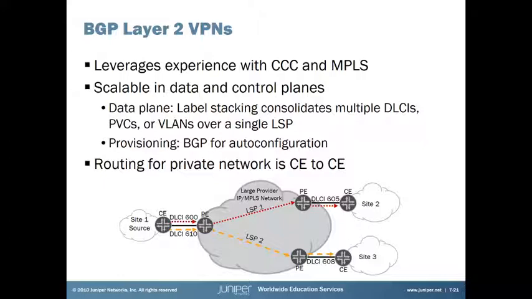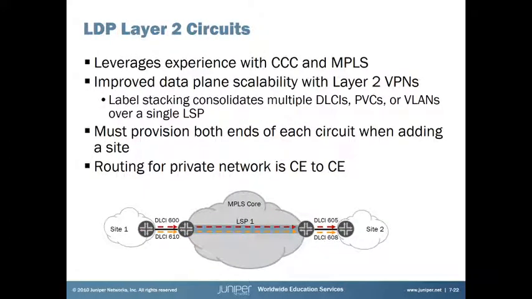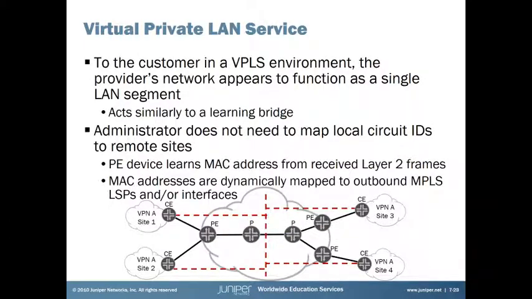Data and control planes: the data plane uses label stacking, consolidating multiple DLCIs, PVCs or VLANs into a single LSP, and provisioning is done with BGP for auto-configuration. So those are some advantages. There are other types of layer 2 VPNs which leverage off the original CCC; there are just improvements on that. I don't want to spend a lot of time delving into these, but just have a look at what they are.